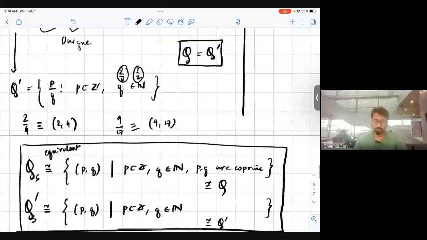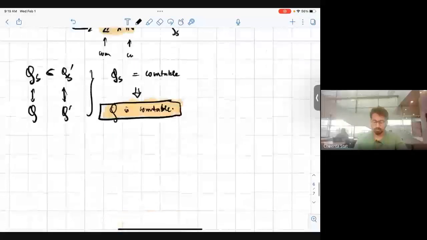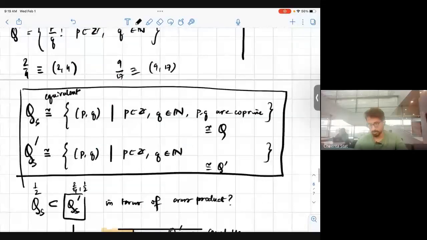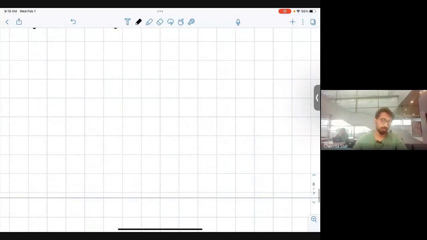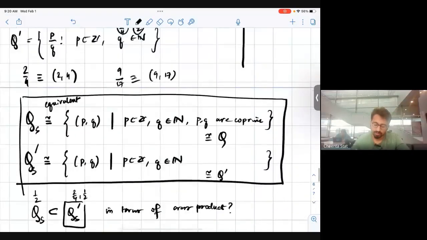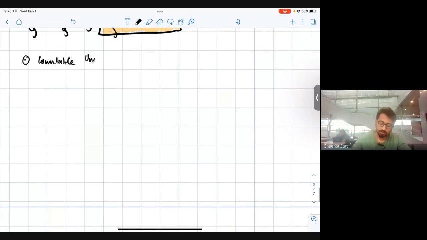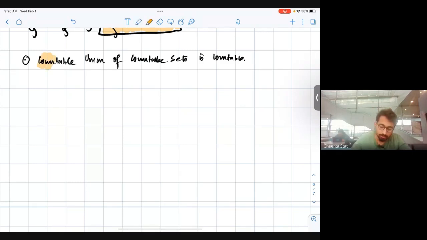So therefore, we have got that Q is countable. So we have got two interesting properties of countable sets. Now what's next? The final idea is countable union. You can show finite cross products are also countable. Countable union of countable sets is countable. It's a bit hard to understand.